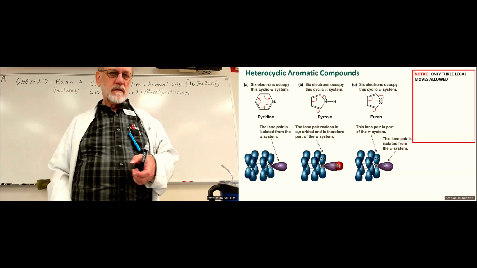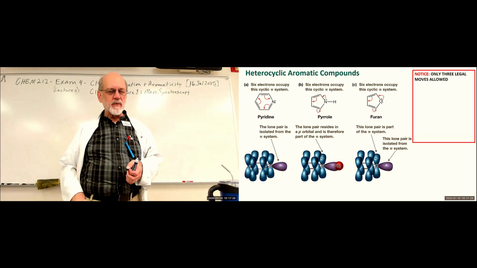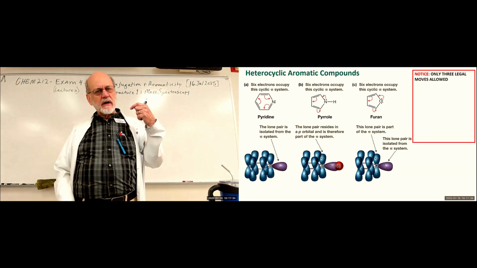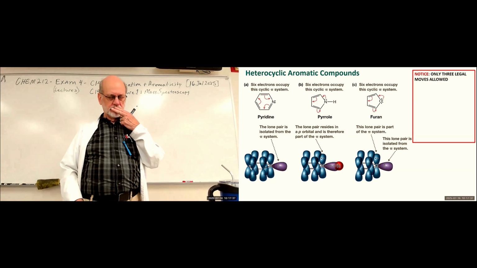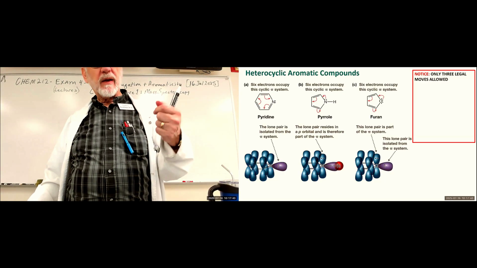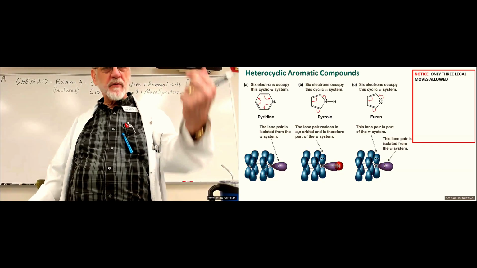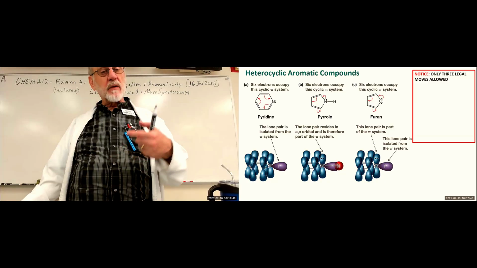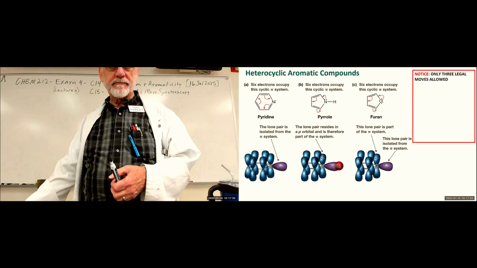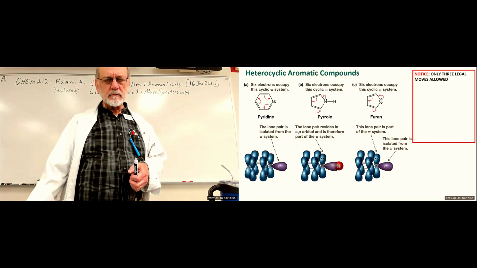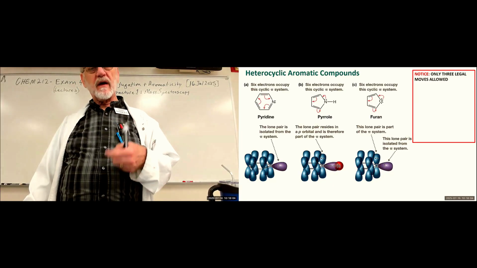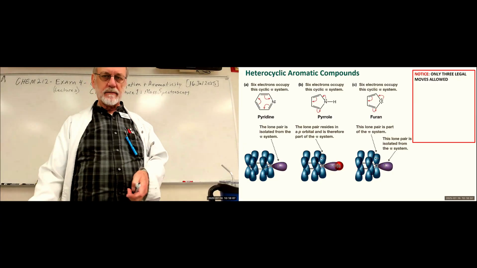What about pyrrole? Well, 6 electrons occupy this cyclic system because the lone pair on this nitrogen is parallel with the rest of the pi system. So it contributes. And again, we have 3 pair. So pyrrole is also aromatic. What about furan? Furan has 2 lone pairs. One of them is perpendicular, one of them is parallel. So this one is also aromatic.